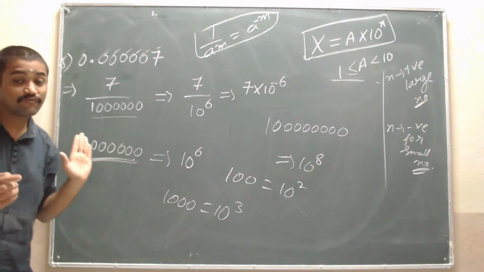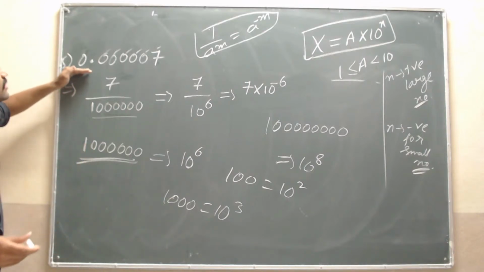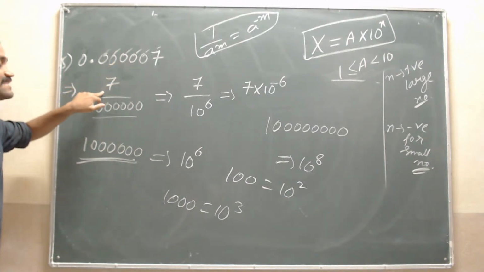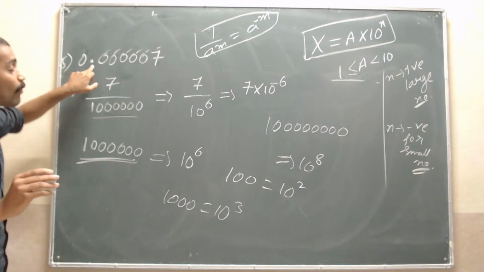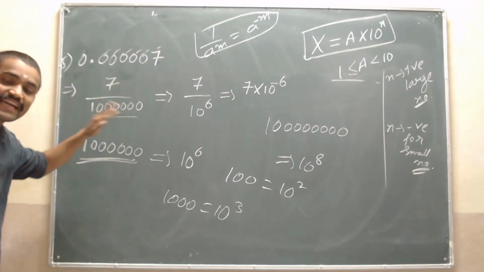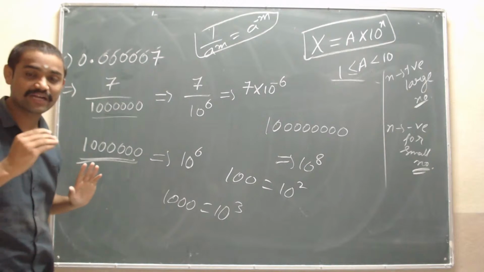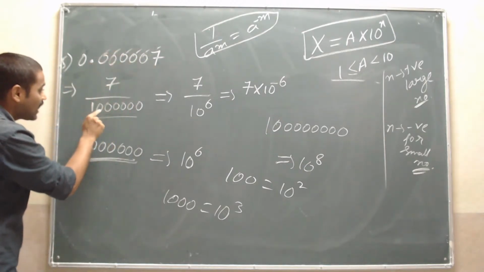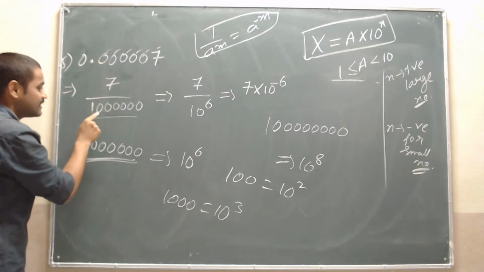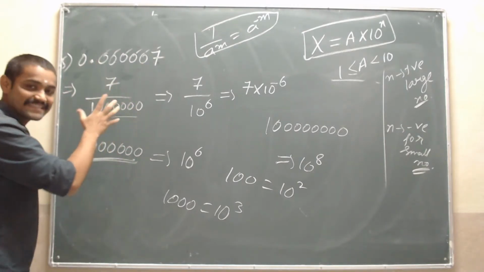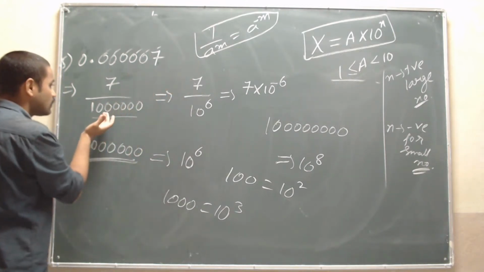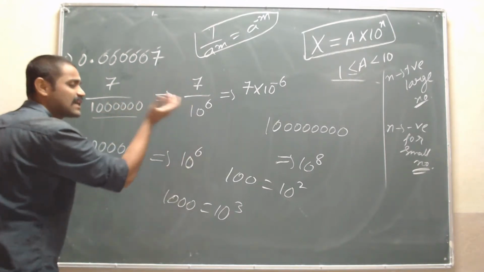Is it clear, students? What we have done is, first step, we have to neglect the zeros and write the number as it is. However many numbers come after the point, that many zeros we have to put. See, 1, 2, 3, 4, 5, 6 zeros are there and 6 numbers are there. So simple, 7 is 7. It is converted to 10 to the power of 6.